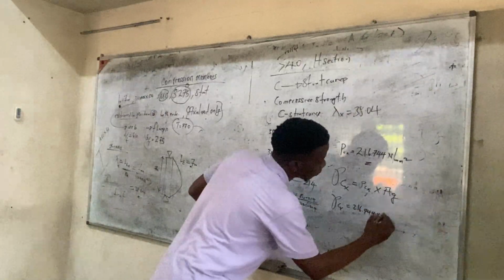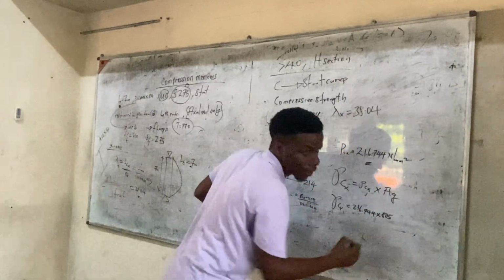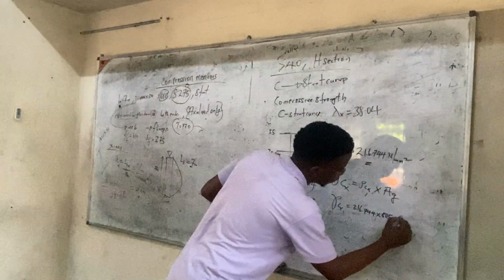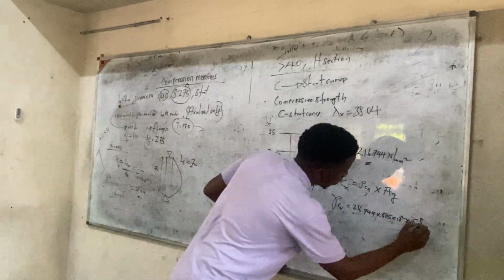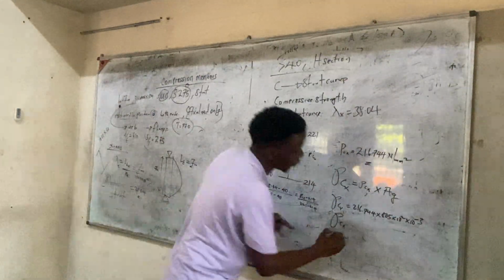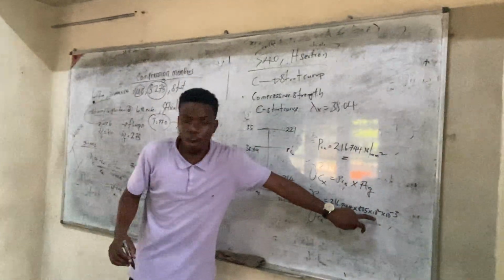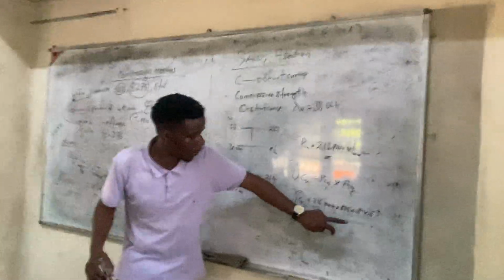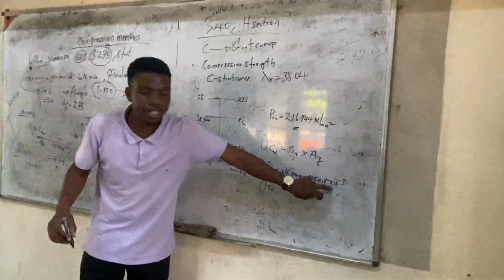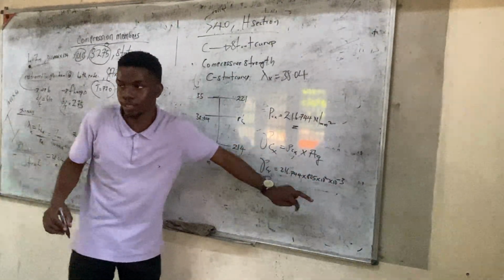AG is what? 805. So what do we have here? 10 squared to convert it to millimeter square, times 10 to the power minus 3 to convert it to kilonewtons. What do we have?